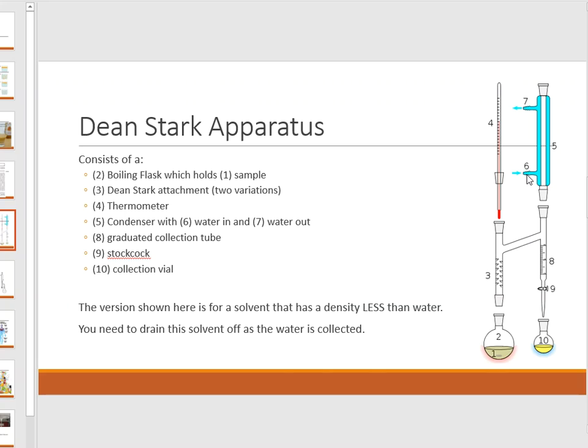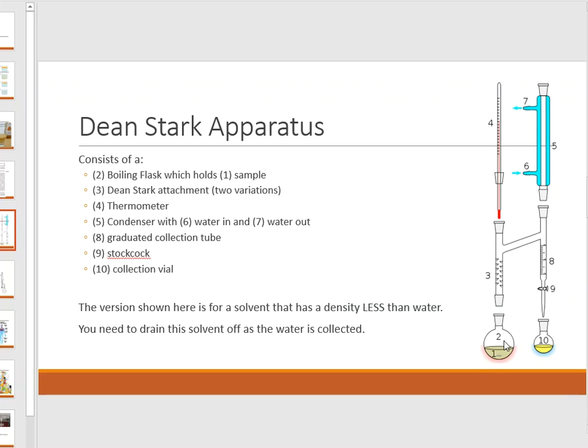And just like all the other condensers, water goes in from the bottom and out of the top, all right? So this condenser is no different, but the purpose of the condenser is to condense. Go figure, right? So the vapors go up this condenser, and the cold temperature of that water will turn that vapor back into a liquid, and it will drip down into this burette-looking thing over on the right-hand side.